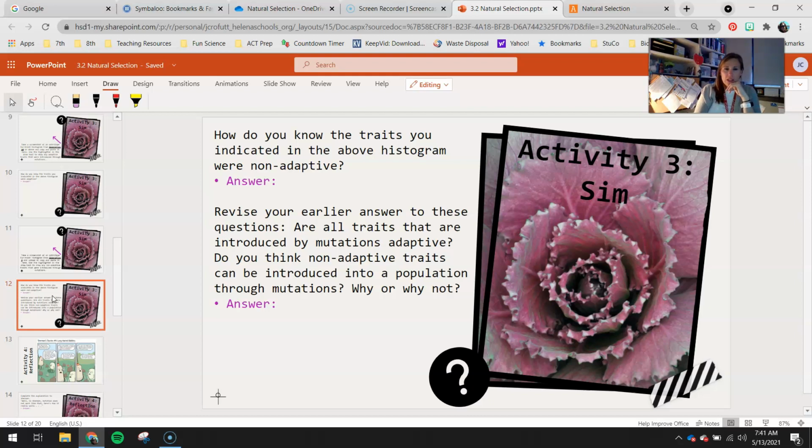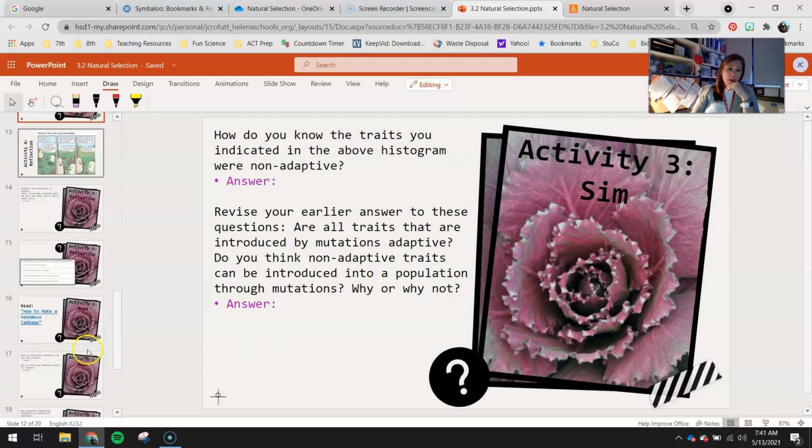Revise your earlier answer to these questions. Are all traits that are introduced by mutations adaptive? Do you think non-adaptive traits can be introduced into a population through mutations? Why or why not? Okay, at this point, you guys maybe had the right answer the first time through, but now you have a little bit more evidence to support your answer. So when I say revise it, I want you to actually change something and add some of that new evidence that you guys saw through your histograms in the information you just got out of the sim that you ran.